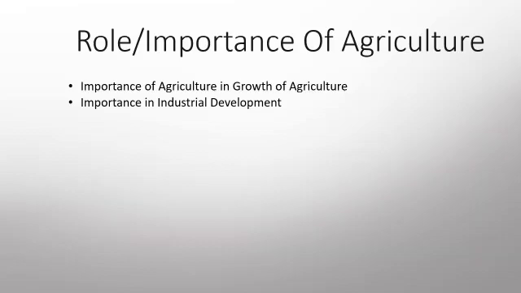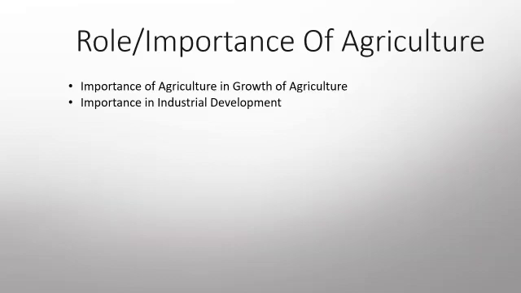The share of agriculture in GDP was 49% in 1951-52. It decreased to 35% in 1991 and 18% in 2016-17. Though it is gradually showing a decrease, it still has a big contribution to the national income of our country.